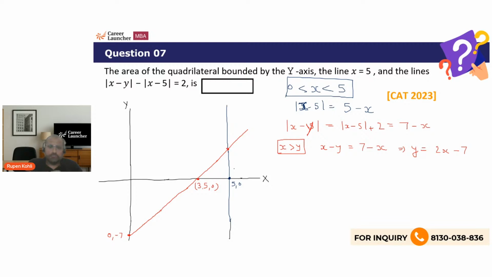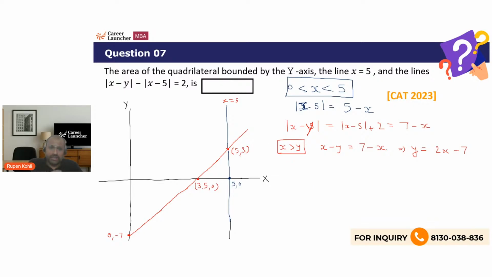And here, this is x equals 5. So in this equation, y equals 2x minus 7, when x is 5, what is y? y is 5 into 2, 10 minus 7, 3. So this is the point (5, 3). Perfect. Very nice. But remember, this equation is only drawn when x is more than y.